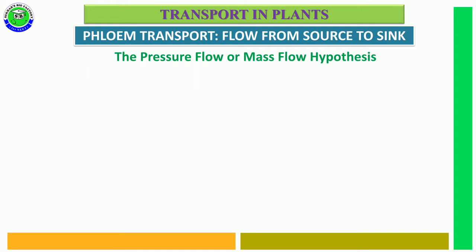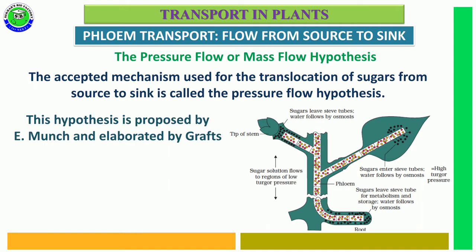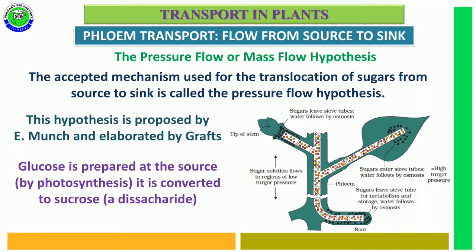To explain this flow from source to sink, one of the hypotheses, called the pressure flow or mass flow hypothesis, was proposed by some scientists. It is the accepted mechanism used for translocation of sugars from source to sink, called the pressure flow hypothesis. This pressure flow hypothesis was proposed by E. Munch and elaborated by Crafts.